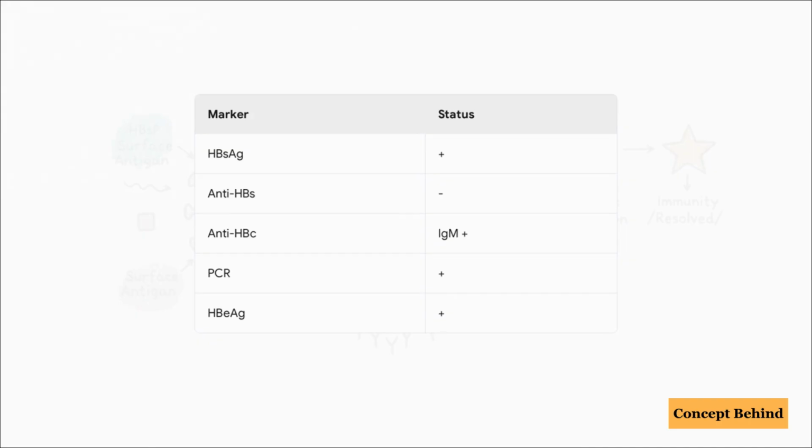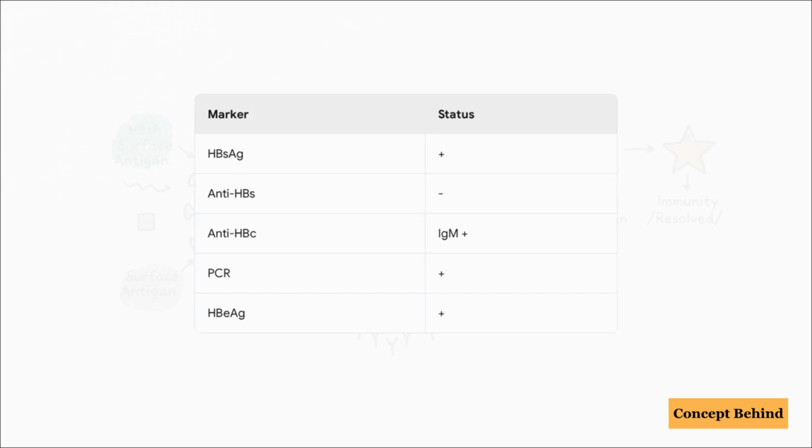During an acute infection, the virus has just breached the gates. Because we have a present infection, the hepatitis B surface antigen, the HBsAg, is positive. And since that antigen is positive, going back to our rule of war, its counter-antibody, the anti-HBs, has to be negative. The immune system is definitely making them, but they're being burned through and depleted in the fight immediately.